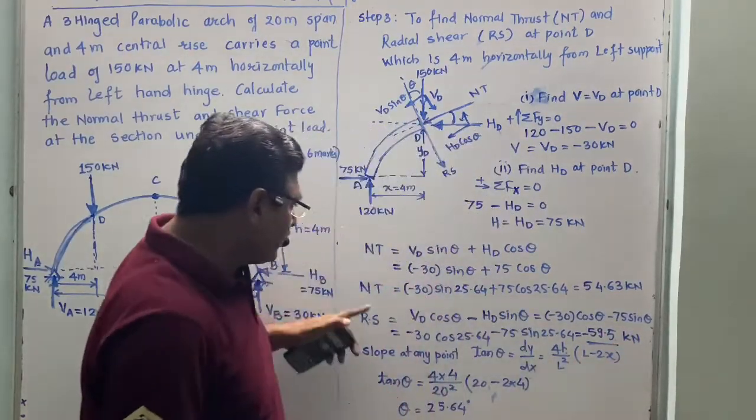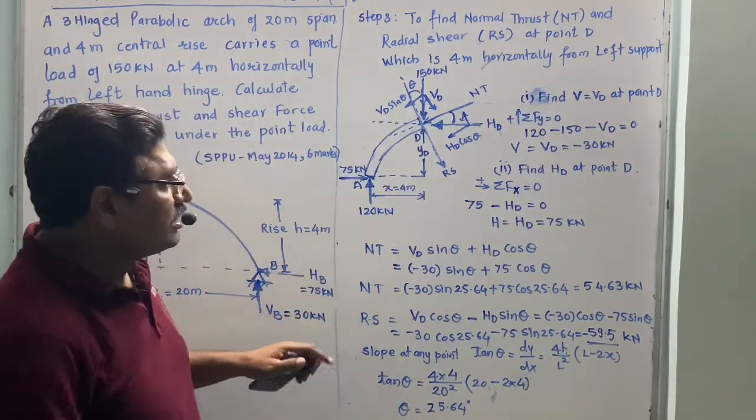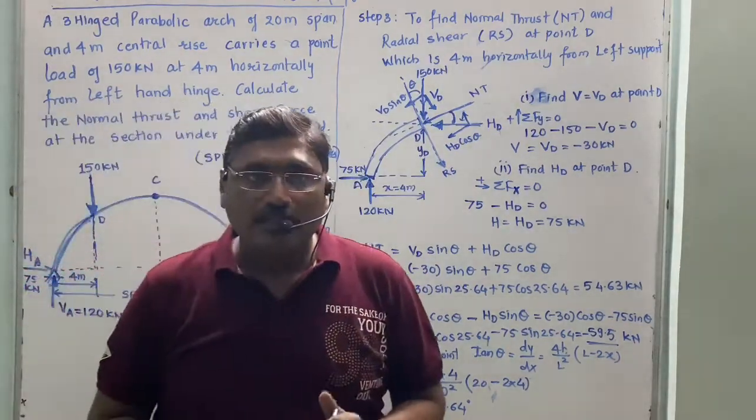So like this we will get the normal thrust and radial shear. So this is your numerical for 7 marks.